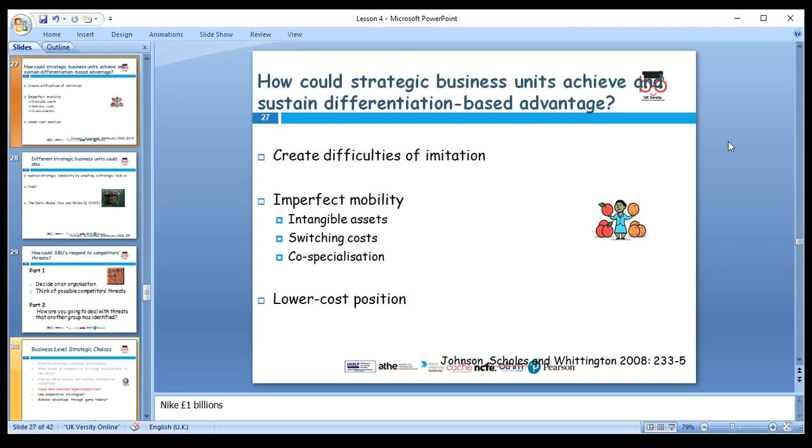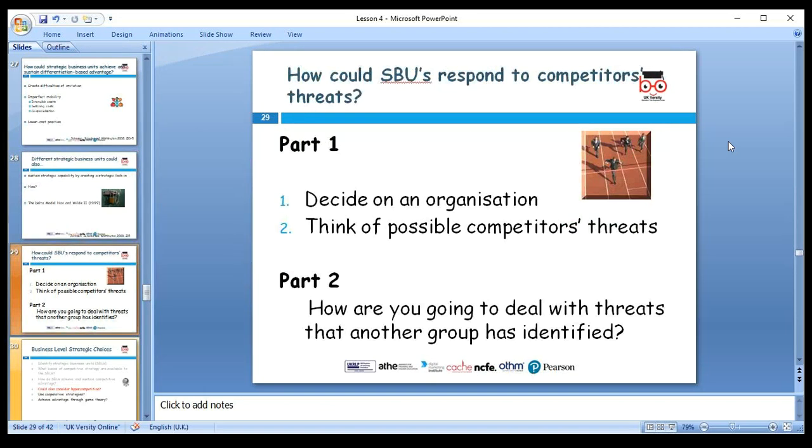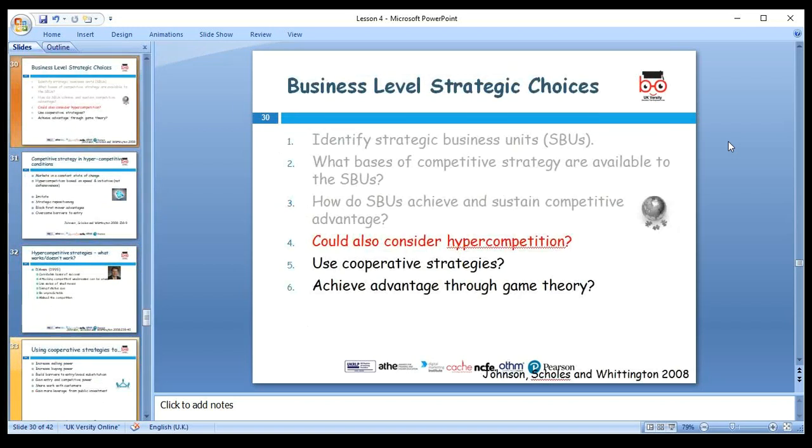How does the strategic business unit achieve sustainable differentiation-based advantages? Create difficulties in imitation: imperfect mobility, intangible assets, switching costs, co-specialization, lower costs. A strategic business unit could also sustain its strategic capabilities by creating a strategic lock. So how could the strategic business unit respond to competitors? Inside an organization, you can think about the competitor threat and how the organization deals with the threats.